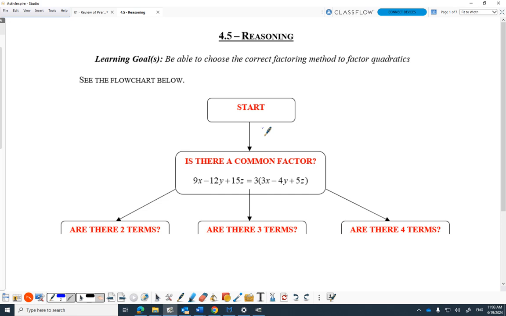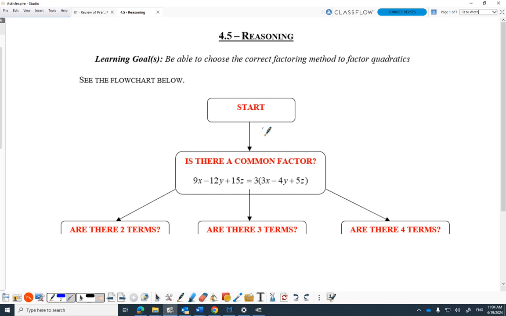We go, here's common factoring. Okay, go home and do common factoring. Here's easy trinomials. Okay, go home and do easy trinomials. Here's complex trinomials. Okay, do complex trinomials. Okay, here's factoring by grouping. Okay, go home and do that. And you never have to make a decision. You're always doing what we're telling you to do.